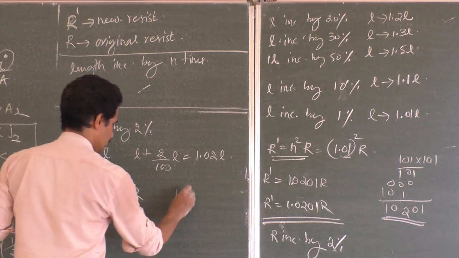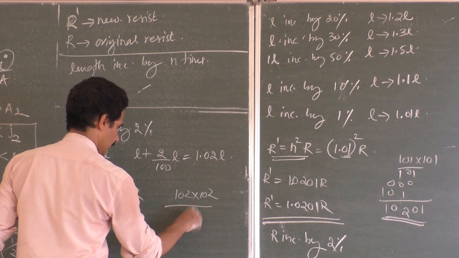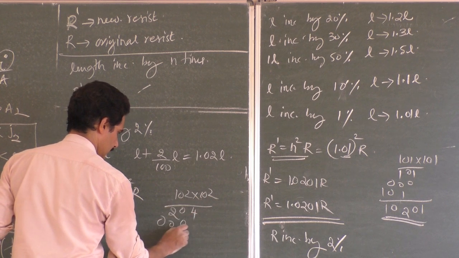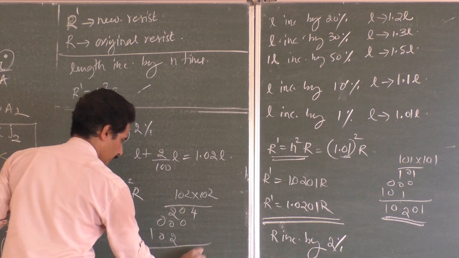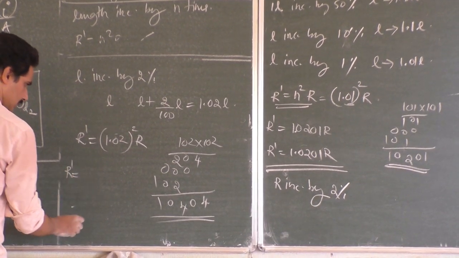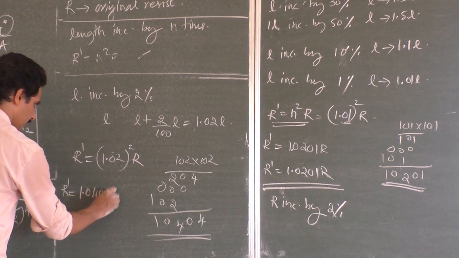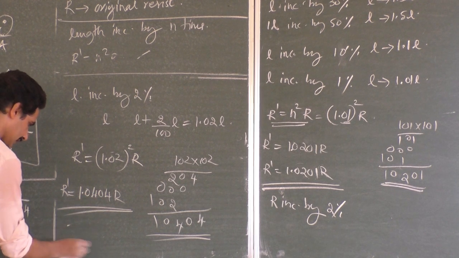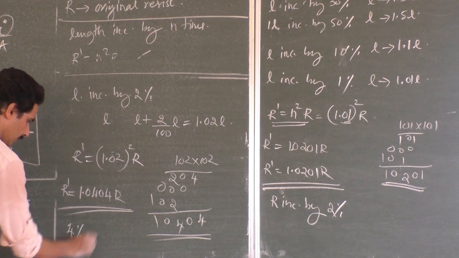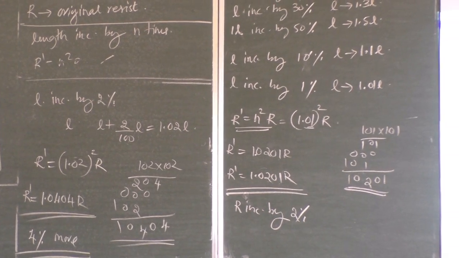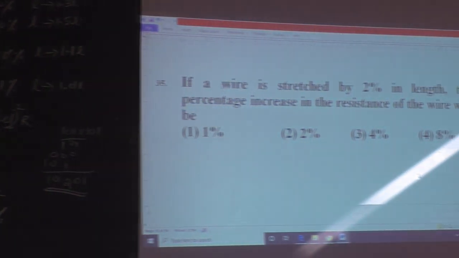What is 102 into 102? Multiply: 2 2s are 4, 0 2, and this is 0 0 0. This is a 1. Here 2 0 1. 4 0 4 0 1. So the answer is R dash is equal to 1.0404 R. So what does this mean? Multiply this by 100. 104.04, right? So what is the new resistance? It is 4% more, right? Resistance increases by 4%.